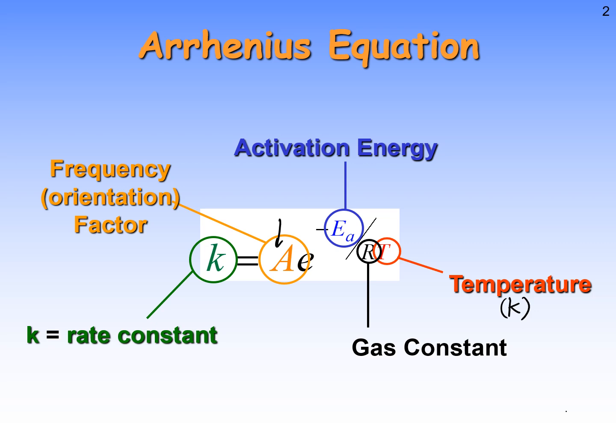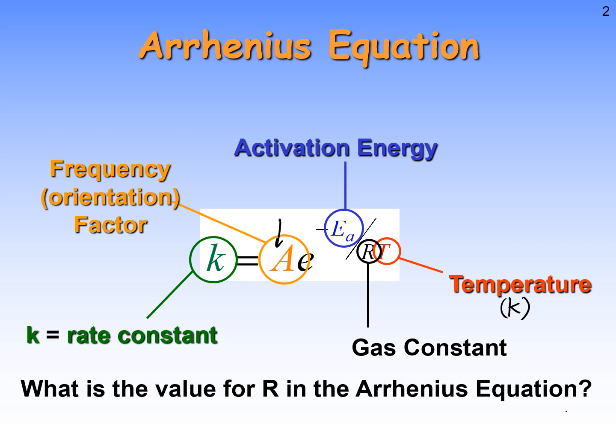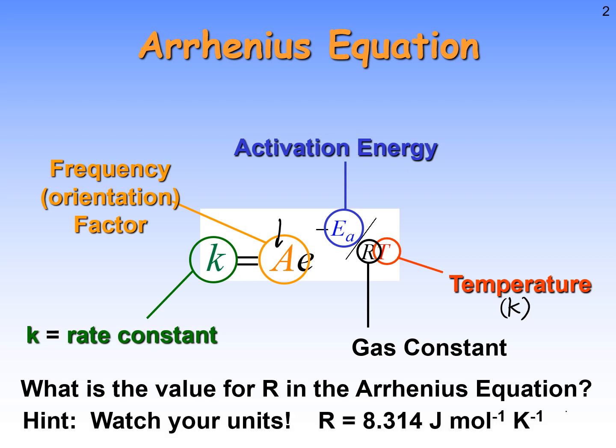But it's not the typical gas constant that you might remember from Chem 1A. It's not 0.08206. It's another value that we did use in Chem 1A for the Clausius-Clapeyron equation. But it's 8.314. Now, the units of this R value are joules per mole Kelvin, and you got to be very, very careful with that because activation energies are typically given in kilojoules per mole.